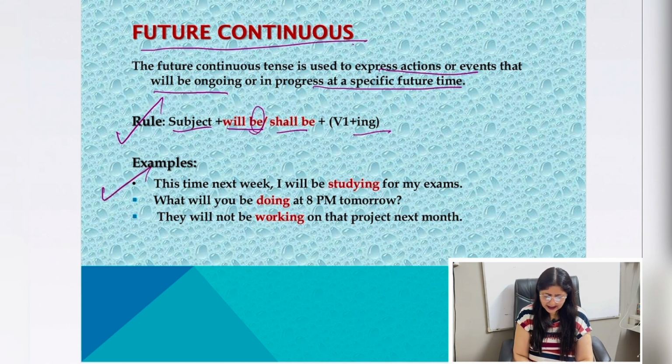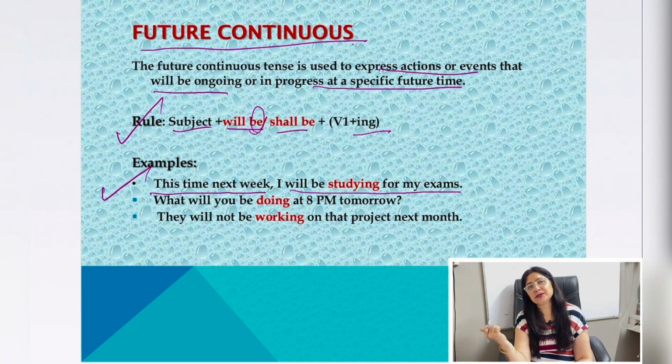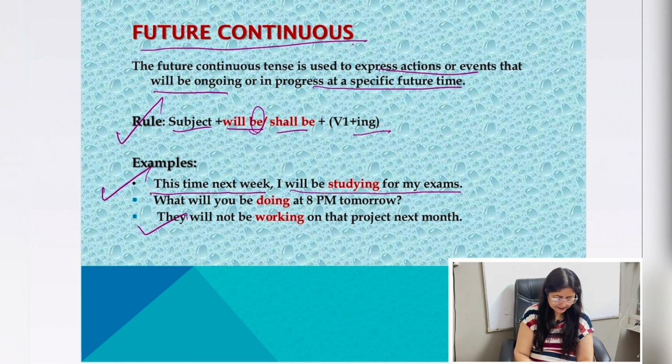For example, this time next week I will be studying for my exams. At this time, I can say around 7 p.m., I will be studying for exams, but next week. At this time I will be doing this thing, but next week. So what will you be doing at 8 p.m. tomorrow? They will not be working on that project next month. So it is a specific point of time, because continuous progressive is associated with a specific point, just now, at the moment. It is talking about a particular moment.